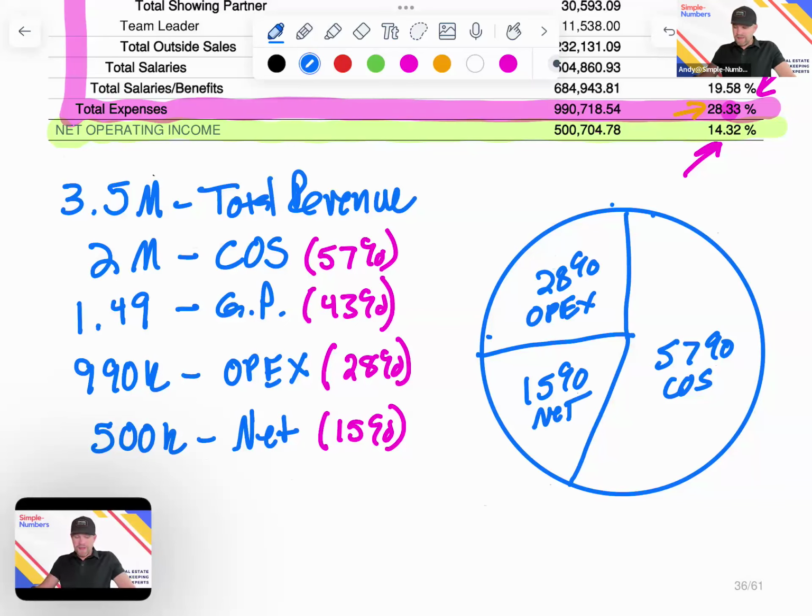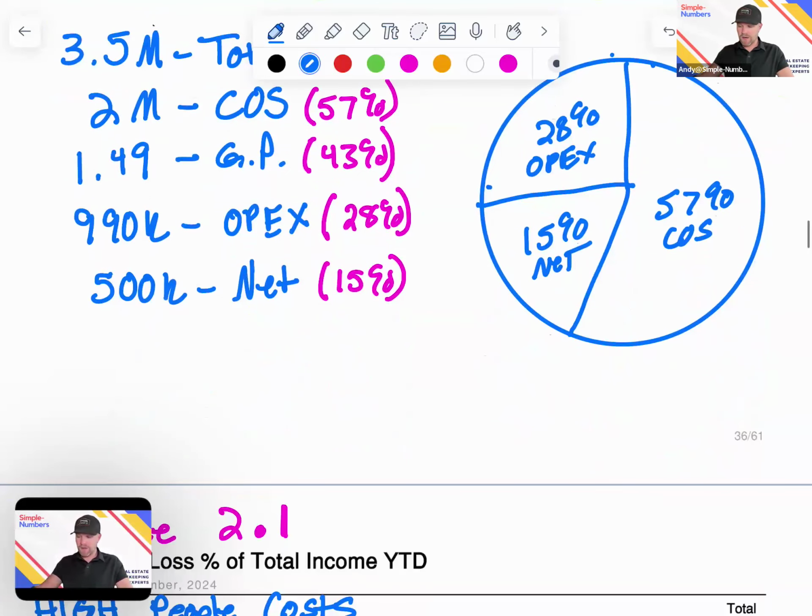Now, it's only 15%. I'm not jumping up and down about that. I'd like to see them closer to 20 to 25%. But remember, the team leader is 100% out of production. They really are running a pretty healthy model.